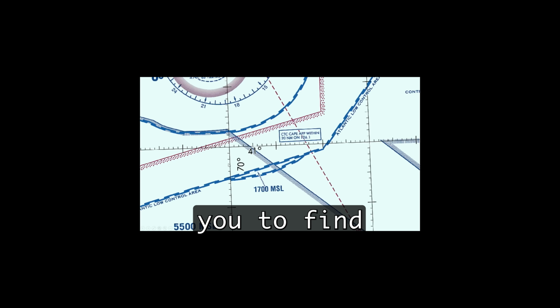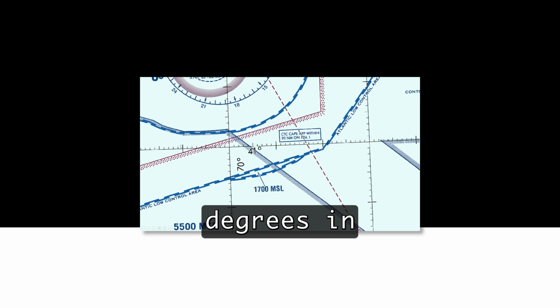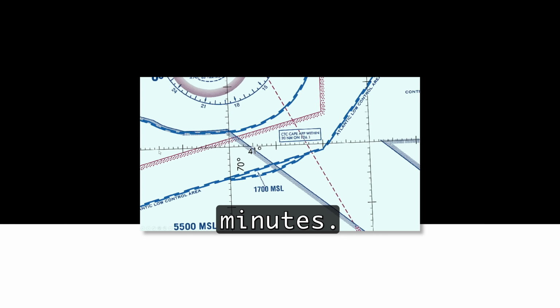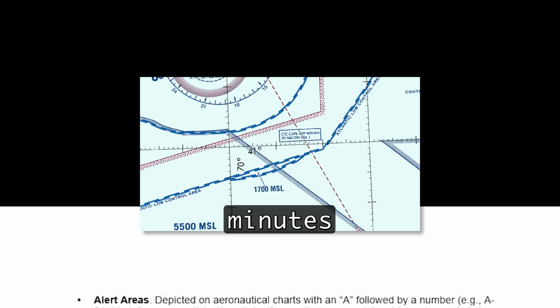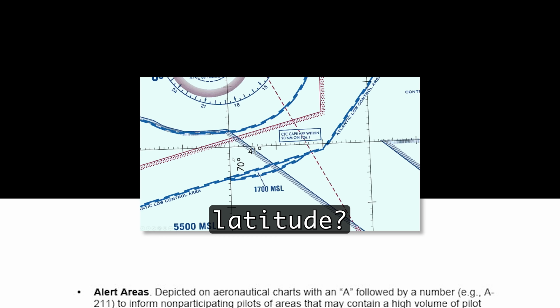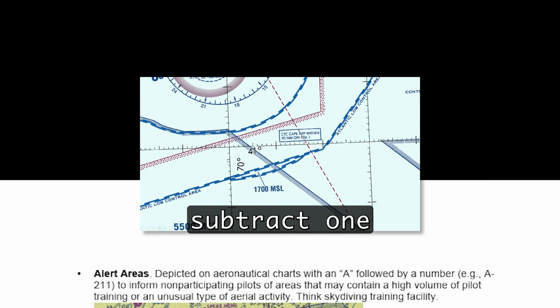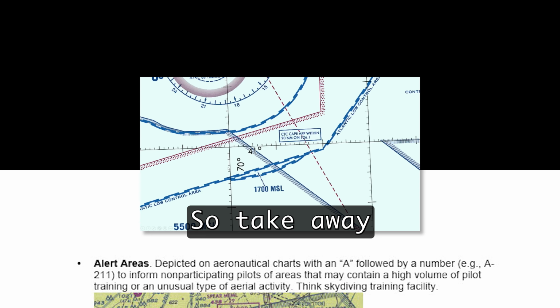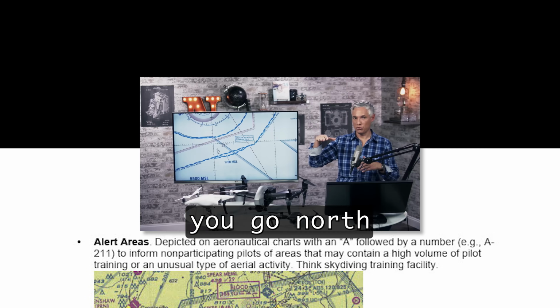So if they ask you to find 70 degrees 10 minutes, you'll start at 70. Remember, higher numbers go west: 70 degrees 10 minutes, 70 degrees 15 minutes. What if they ask you to find 40 degrees and 58 minutes latitude? That's going to be here, right? Because here's 41 degrees, so we just need to subtract 1, 2. So take away from this, numbers get higher the further you go north.